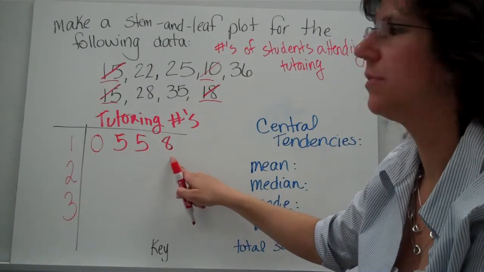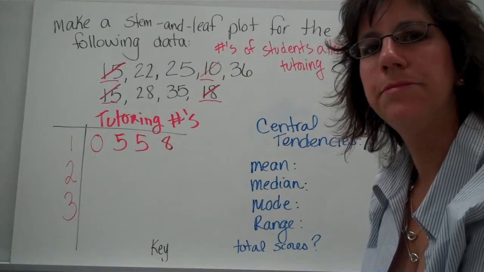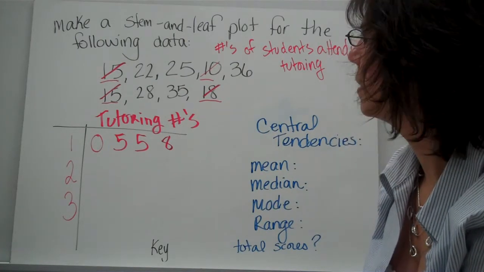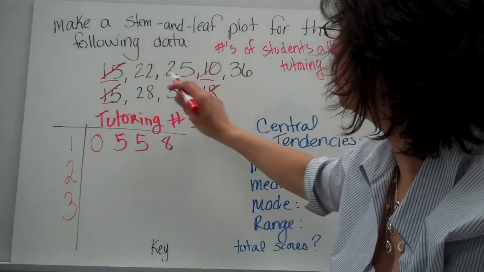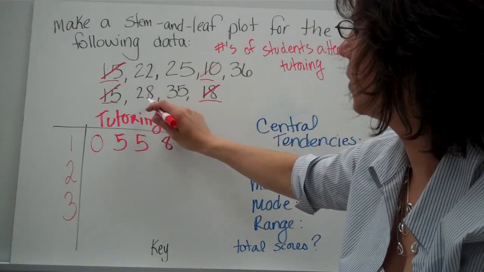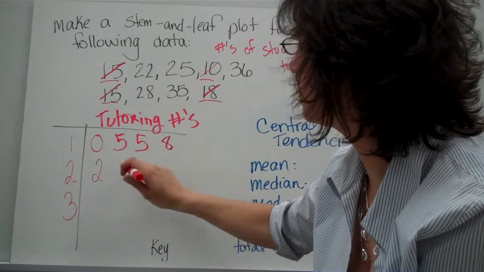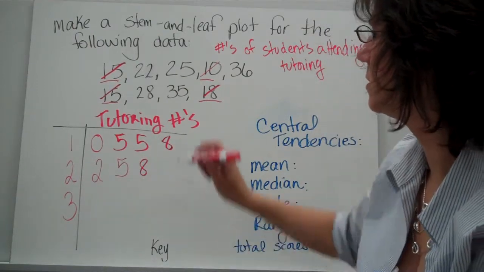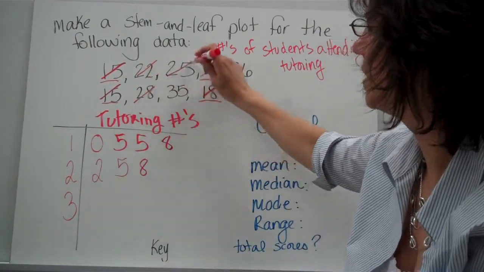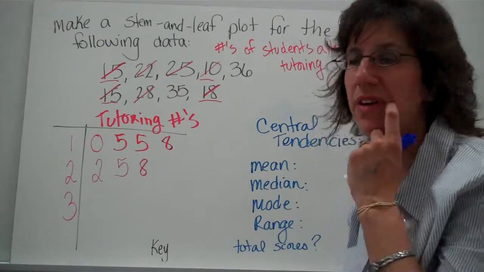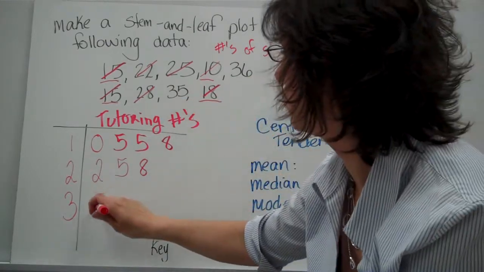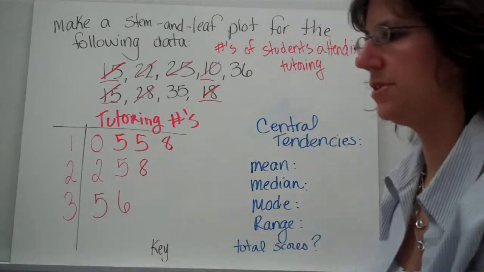Notice they're in order. Do the same thing for 20. Okay, I've got 22, 25, and 28. 22 would be the smallest, 25 would be next, 28 would be last. That takes care of all my 20s. And I'm going to cross them off just to make sure I don't leave any out. And now I have my 30s, 35 and 36. So I'm going to put those in.